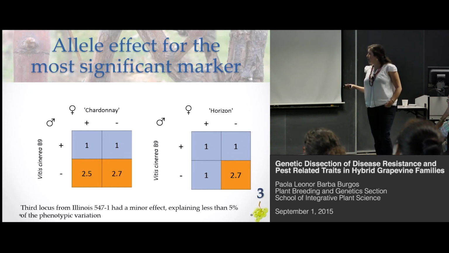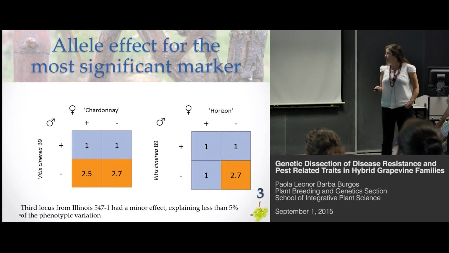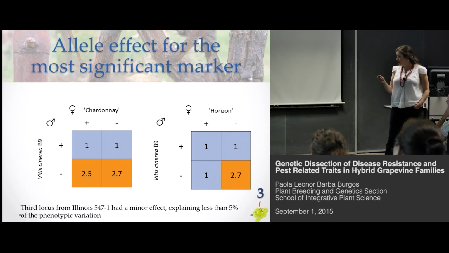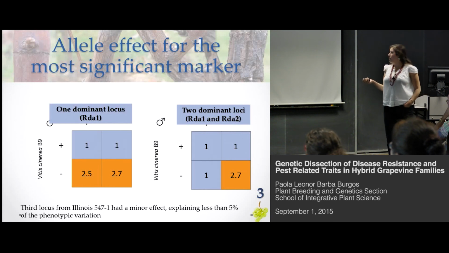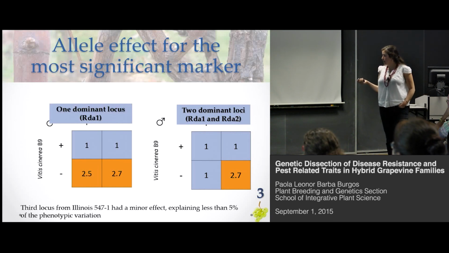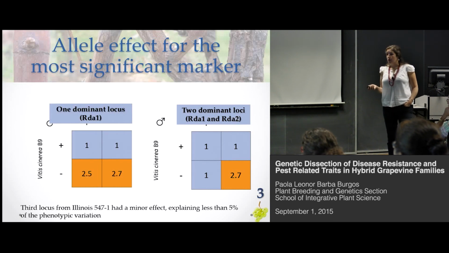The third locus from Illinois 547 had a minor effect and explained less than 5% of the phenotypic variation. So we like to put names on this, and in grapevines we use the name of the pathogen. So the dominant locus from Vitis cinerea is called RDA1, and 2 dominant loci in the Vitis cinerea by Horizon cross are the RDA2 and RDA3 loci.